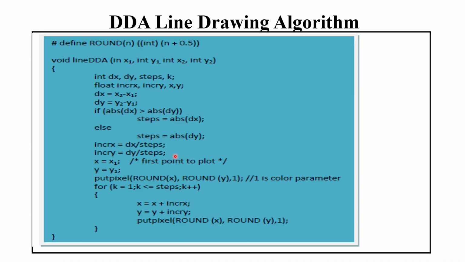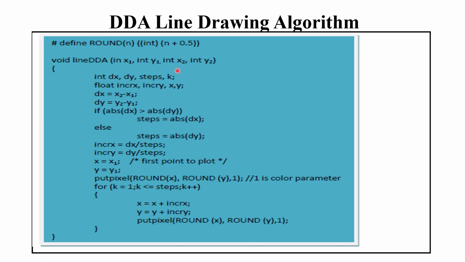for DDA. So, in this DDA algorithm, you will have two endpoints, x1, y1 and x2, y2. So, this is the starting point and this is the ending point. Between these 2 points, we need to draw a line. So, the first step that we need to perform is we have to identify del x, del y or dx, dy, steps and k.